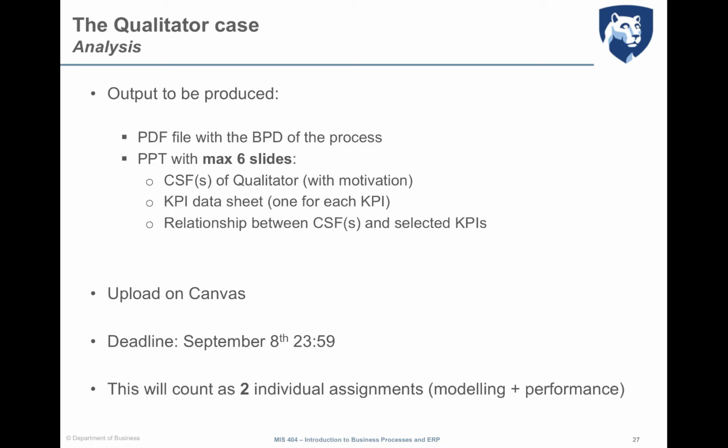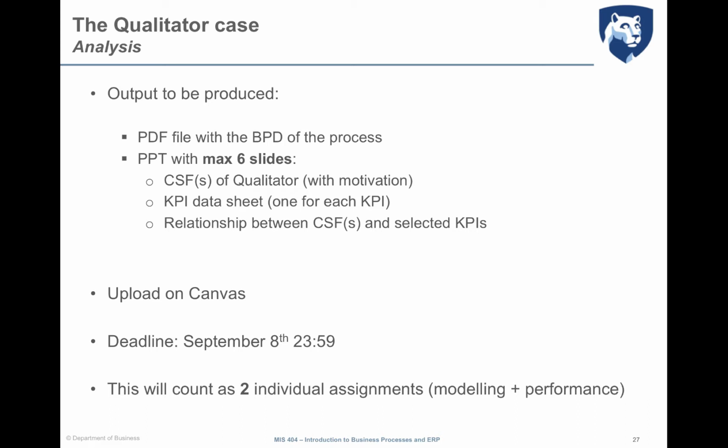Which is the output that you need to produce? A PDF file with the business process diagram of the process, and a PowerPoint with a maximum of 6 slides. I expect one slide describing the critical success factor of Qualitator, giving a motivation. One slide for each KPI, which are 4, the KPI record with the detailed description of the KPI, and a final slide where you interrelate the KPIs chosen and the critical success factor that you presented before.